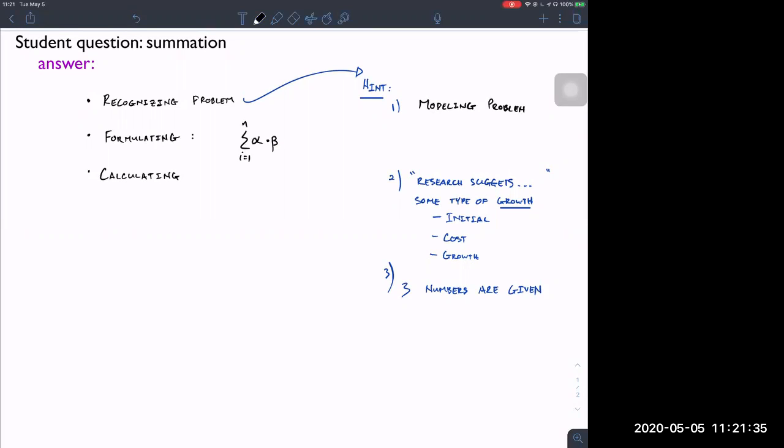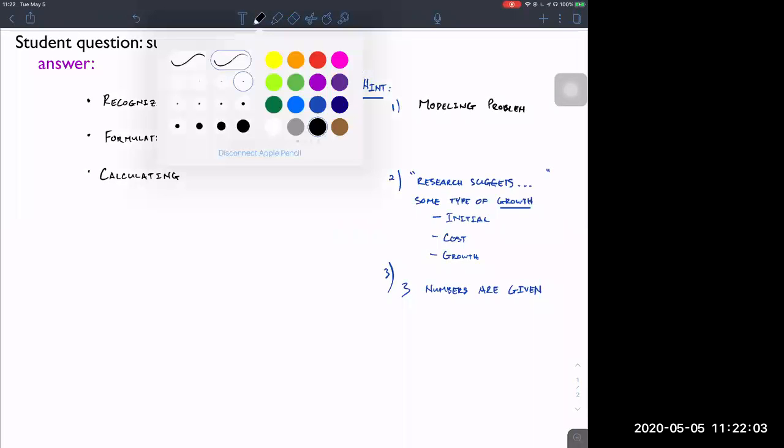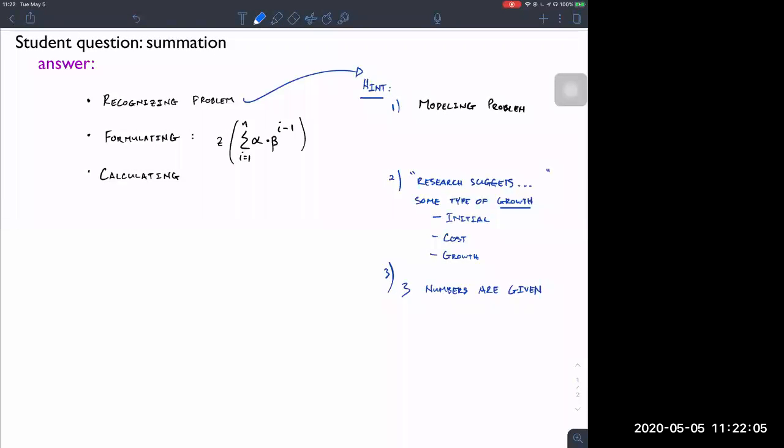Alpha times beta to the I minus 1. And then normally you have some type of number out here. Let's just call it Z, that has some kind of dollar value for it if you want to make money, right? That we already saw when we did it 2 weeks ago when I first introduced the summation as a whole. Now, when you're calculating is different.